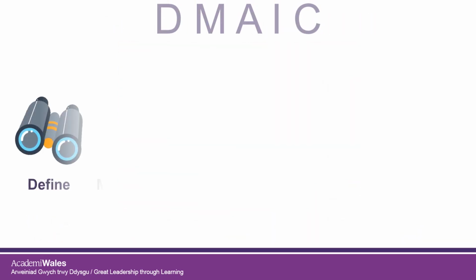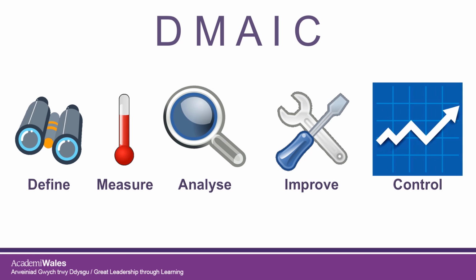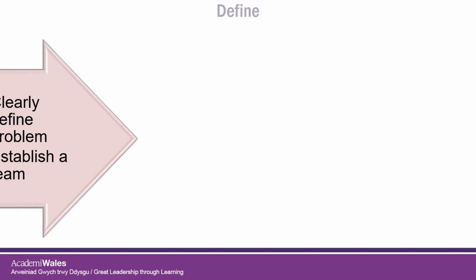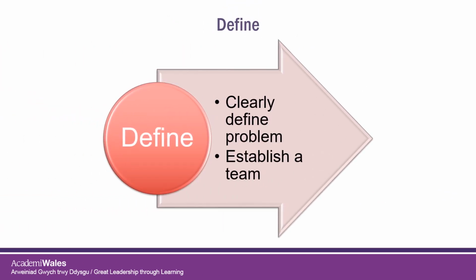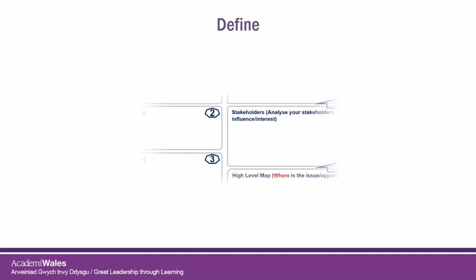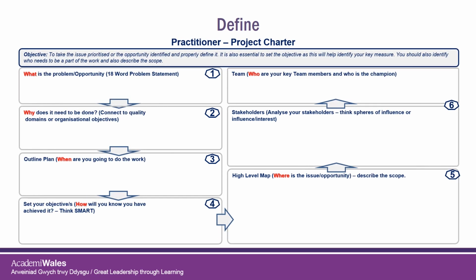Let's look at some of the tools useful at each of the 5 stages of DMAIC. We'll start off with Define. The first tool we're going to talk about is the Project Charter. This is a charter owned by you and has specific details about your project. It's a bit like a project initiation document, but only 1 page.